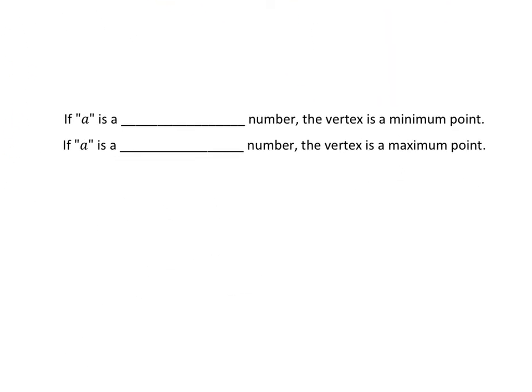Just a quick note, remember ax squared: if the coefficient of your x squared, your A value, is positive, the vertex is a minimum point. So this is just a review from 10.1. And if your A value is negative, your vertex is a maximum point.